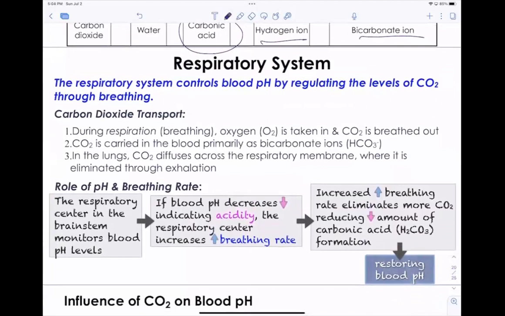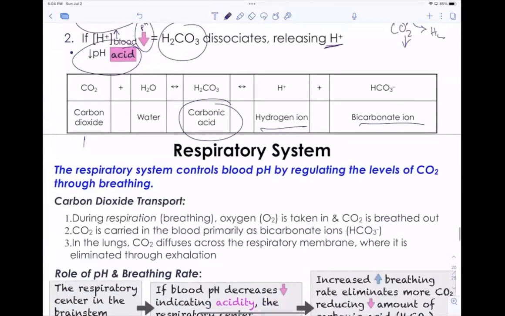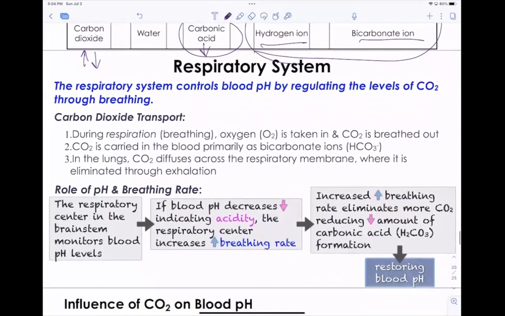And so in the lungs, you can change the respiratory rate and increase the amount of carbon dioxide that you're eliminating in your respiration or breathing, or keep more carbon dioxide, right? And so if you keep more carbon dioxide, then you can ultimately have more carbonic acid. If you get rid of more carbon dioxide, you're going to get rid of more carbonic acid. So we're going to talk about that with respiratory.